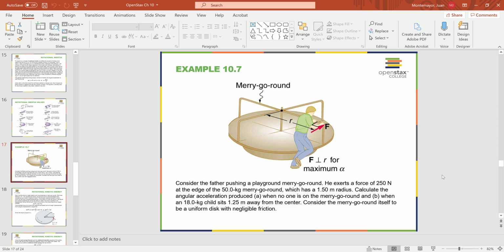So for this example, consider a father pushing a playground merry-go-round. He exerts a force of 250 newtons at the edge of a 50 kilogram merry-go-round, which has a radius of 1.5 meters. Calculate the angular acceleration produced for A, when no one is on the merry-go-round, and B, when an 18 kilogram child sits 1.25 meters away from the center. Consider the merry-go-round itself to be a uniform disk with negligible friction.